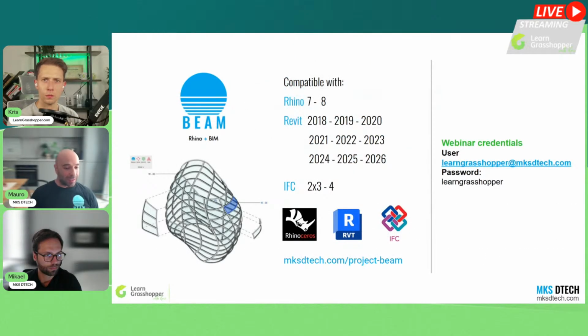So just a few technical and compatibility aspects. BIM is available for Rhino 7 and 8, and also available for Revit from 2018 to 2026. 2026 has been included just in the last few weeks. And when it comes to IFC, we are compatible for import and export with IFC 2, 3 and 4.